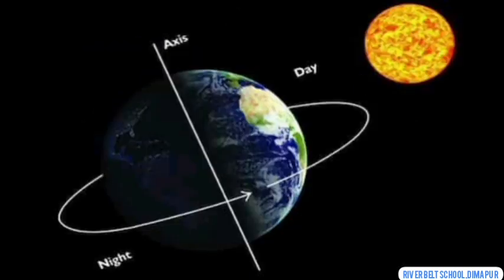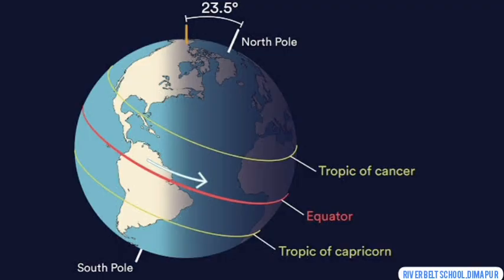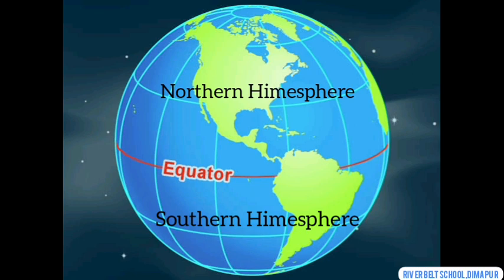The part of the Earth that faces the Sun experiences daylight, while the other part experiences night. The equator is an imaginary line located at an equal distance from both the poles. It divides the Earth into 2 equal halves. The upper half of the Earth is called the Northern Hemisphere, and the lower half is called the Southern Hemisphere.